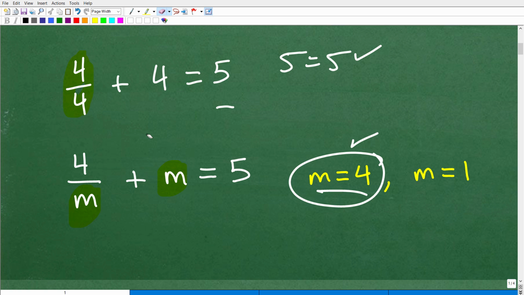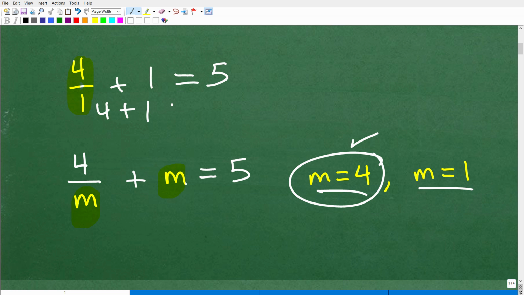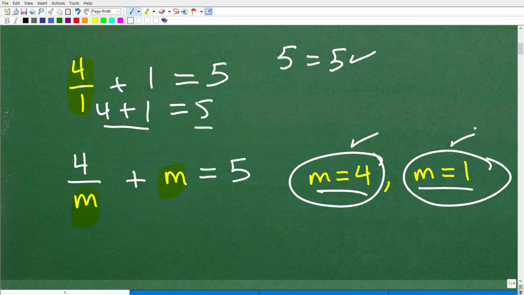Let's go ahead and check m is equal to 1 and see what we get there. Here for this m, we're going to plug in 1. So we're going to get 4 over 1 plus 1. Is that equal to 5? Well, 4 divided by 1 is 4, plus 1 is 5. Is 4 plus 1 equal to 5? Yes, 5 is equal to 5. That's true as well. So that is a good solution as well.